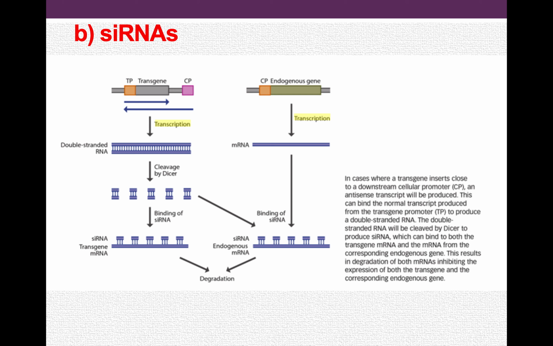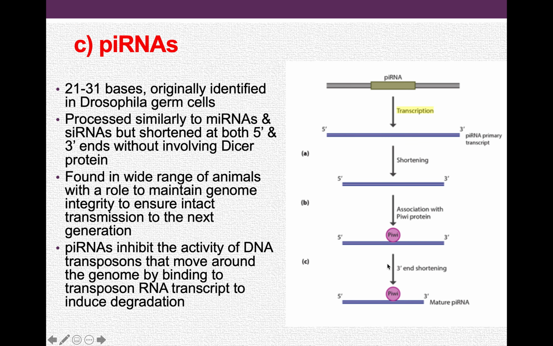So again, this is how it works as well. You can read the description. And the last one, and I think this is the last slide, we have piRNAs or PIWI interacting RNAs. It's actually quite small, about 21 to 31 bases.